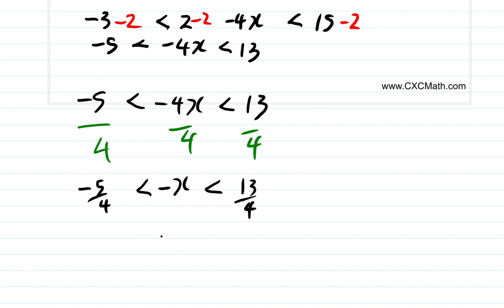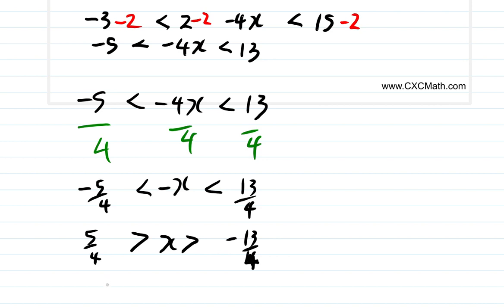What you're going to get is x in the middle. When you multiply or divide negative 5 over 4 by negative 1, you're going to get positive 5 over 4. And the 13, negative 13, well, is really 5 quarters and negative 13 quarters. But these signs will switch around. Alright? Because they are negative that you divide by. So x will be between, alright, 5.